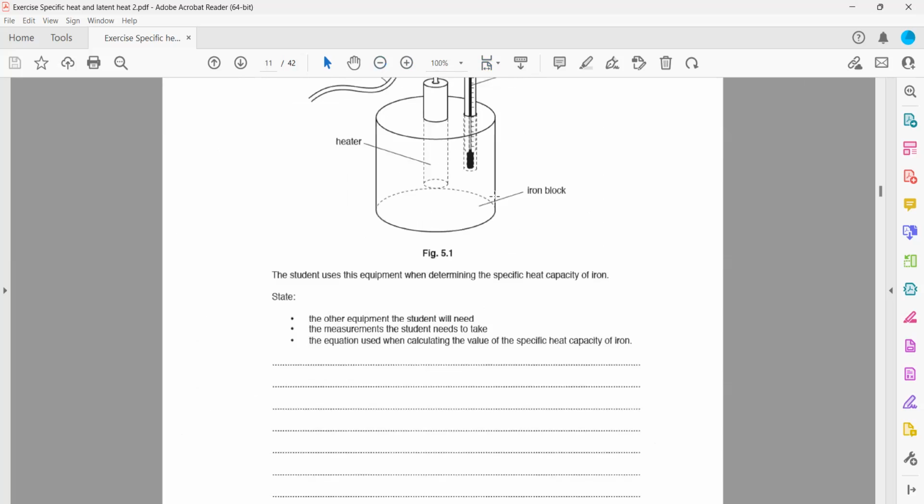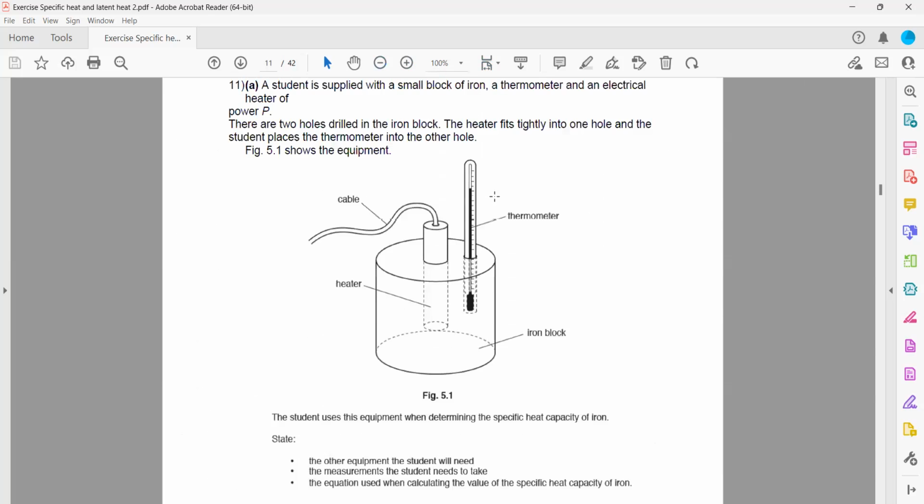Power is already known, but to calculate the specific heat capacity, it is energy divided by mass into temperature change. Energy is power into time, and power is voltage into current. Mass is M, and the temperature change is final minus initial.